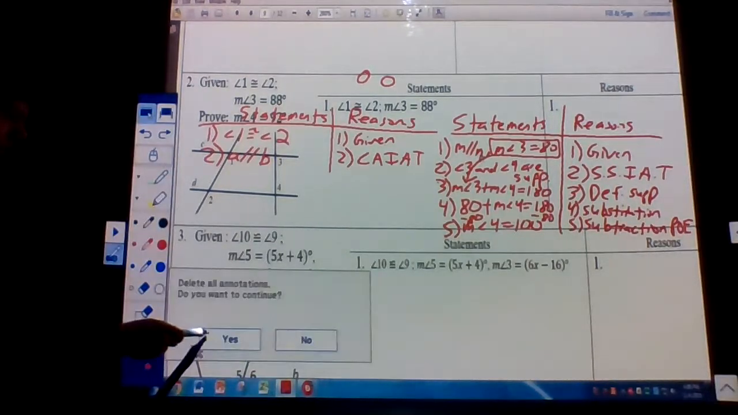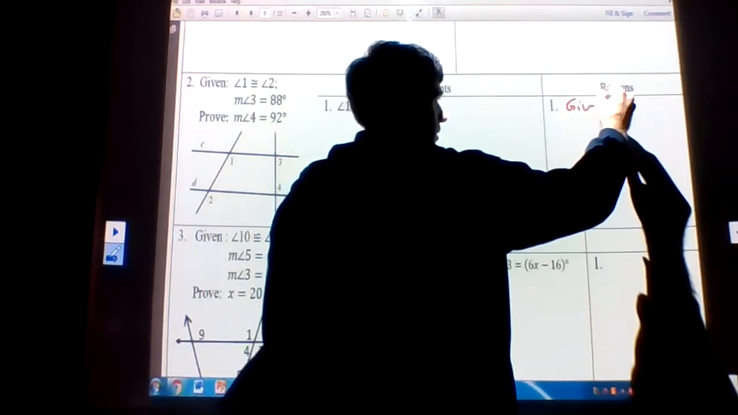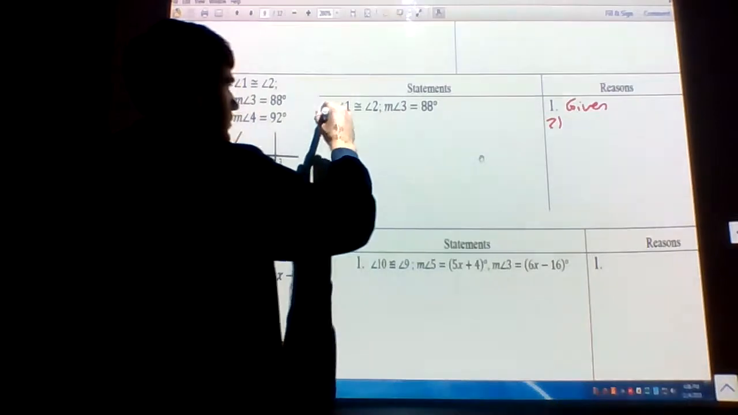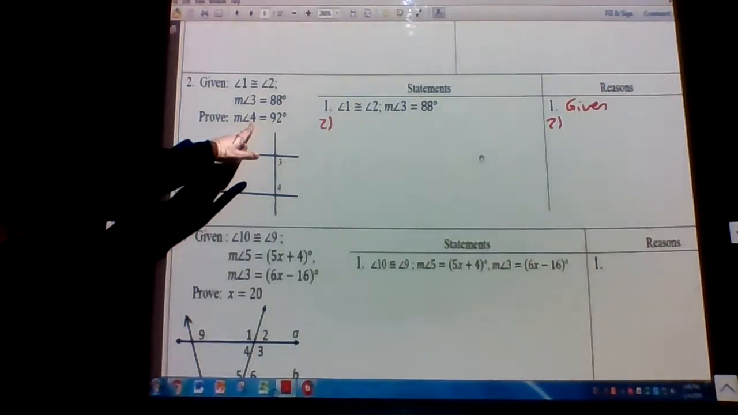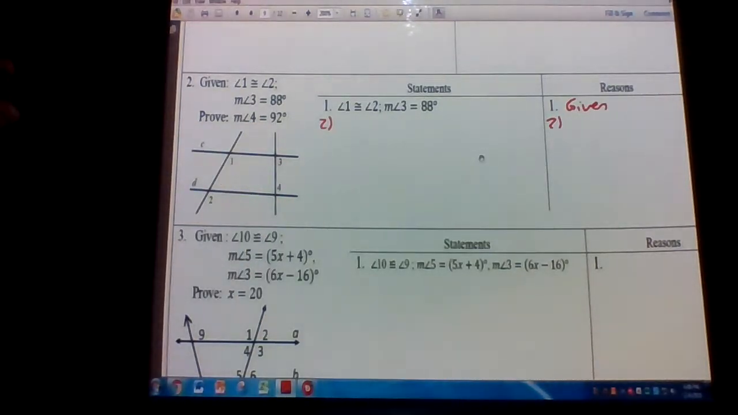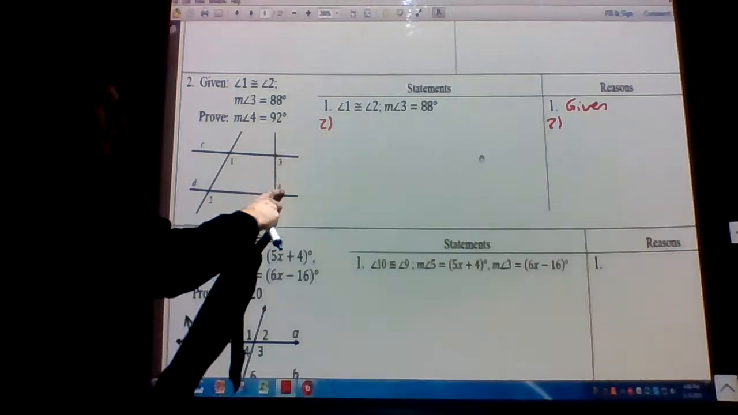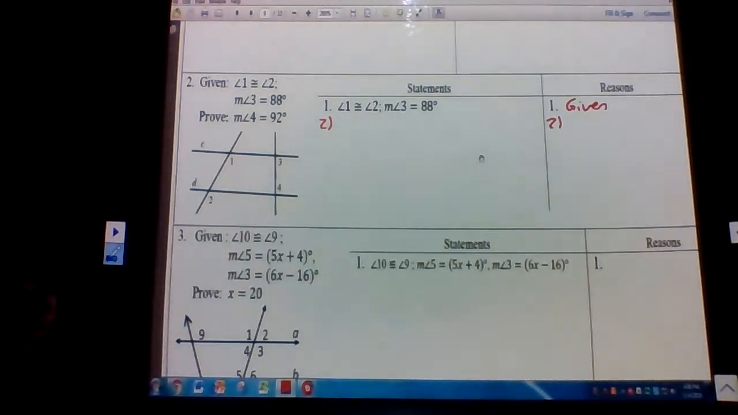So they're giving us the statement, the given first here. So what we have is angle 1 is congruent to angle 2. And the measure of angle 3 equals 88. So we want to prove the measure of angle 4 is 92. So what we're going to want to do is use the fact that these are same side interior angles. But we need to know that those angles are supplementary. And right now, if we look at the diagram and what's given to us, we don't know.